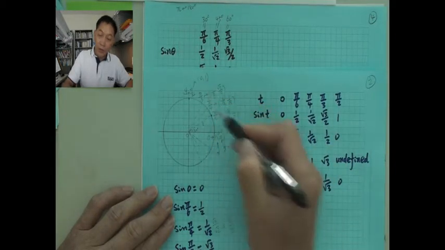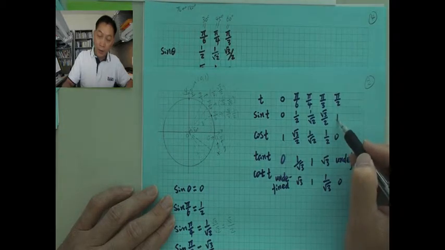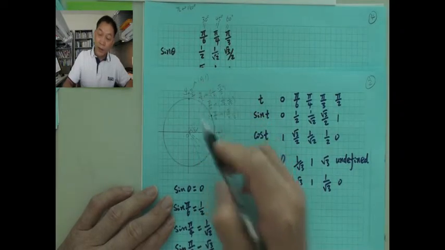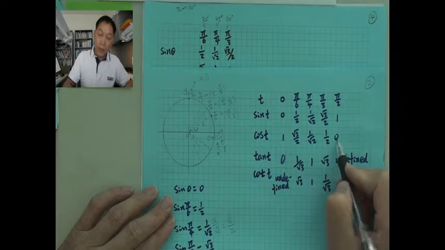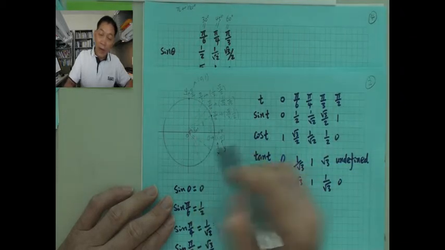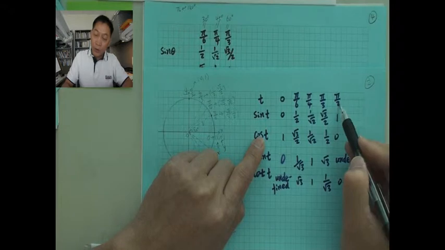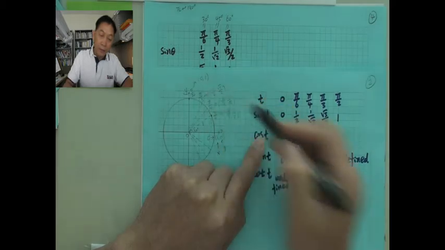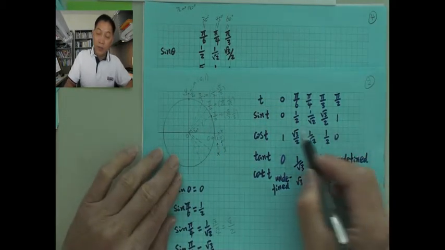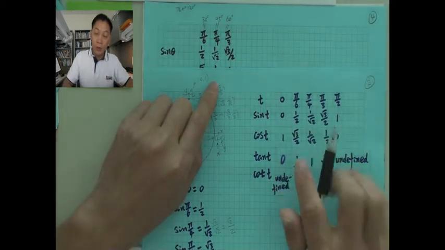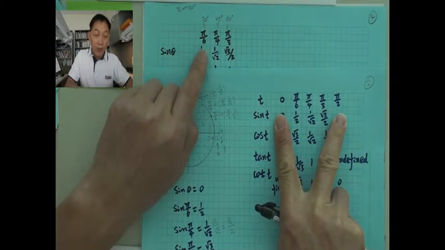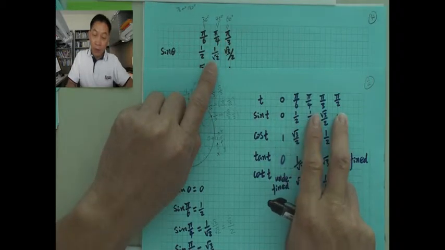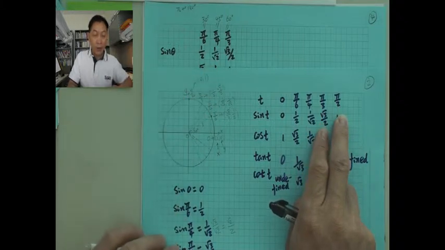Y in this case is 1. So sine pi over 2 is 1. Okay? And cosine pi over 2 is x coordinate is 0. Okay? So cosine t choose pi over 2 is x coordinate 0. Okay? Right here. The first one corresponds, right down here in the middle, pi over 6, pi over 4, pi over 3 corresponds to 1/2, 1 over radical 2, radical 3 over 2.